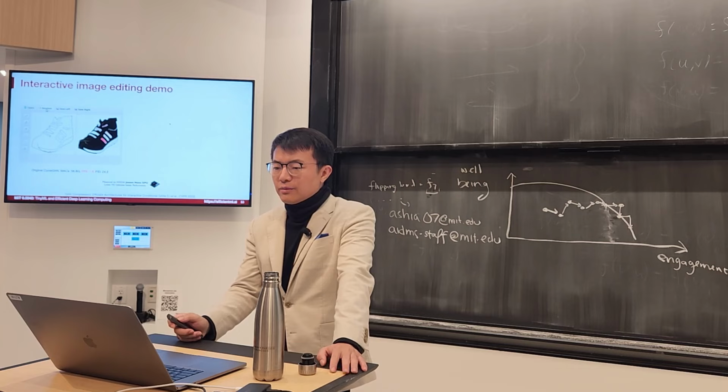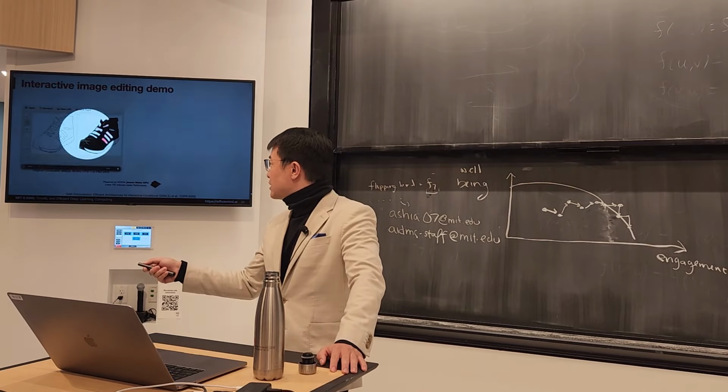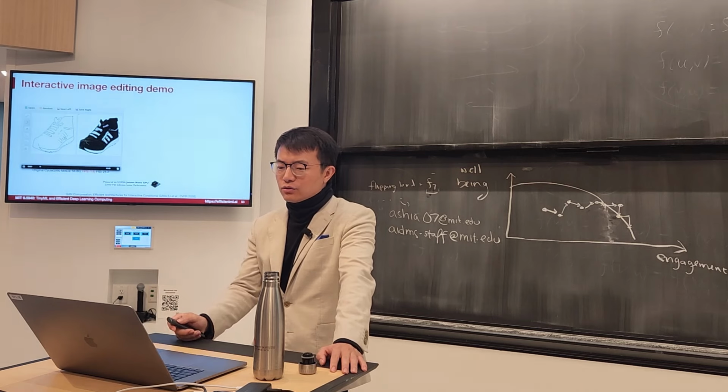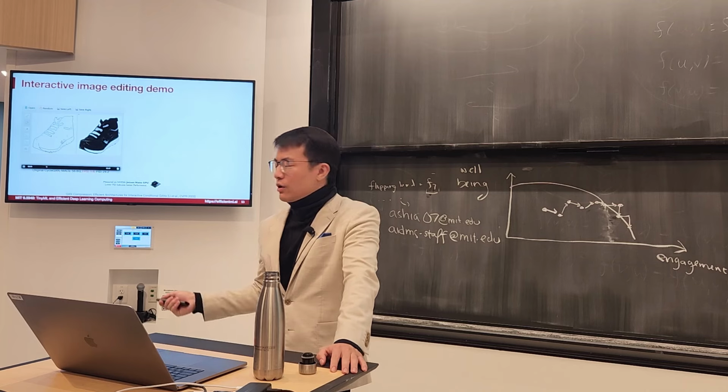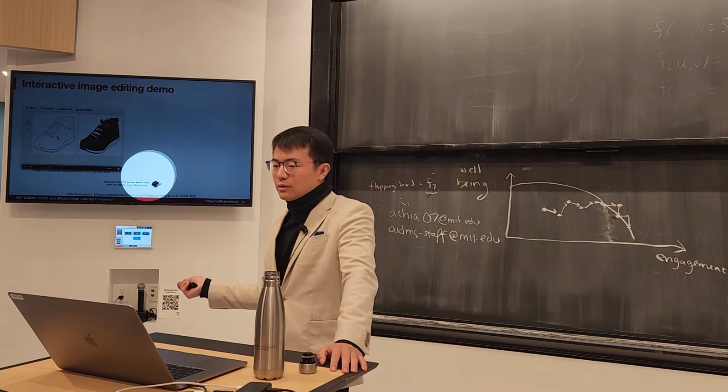Here is another interactive demo, edges to shoes. You just draw these edges, and then we want to convert it into shoes. Now we want to erase the logo. We'll try to change from Adidas to a Nike shoe and see how that works. Originally it was pretty slow. This is running on an even smaller device, Jetson Nano.